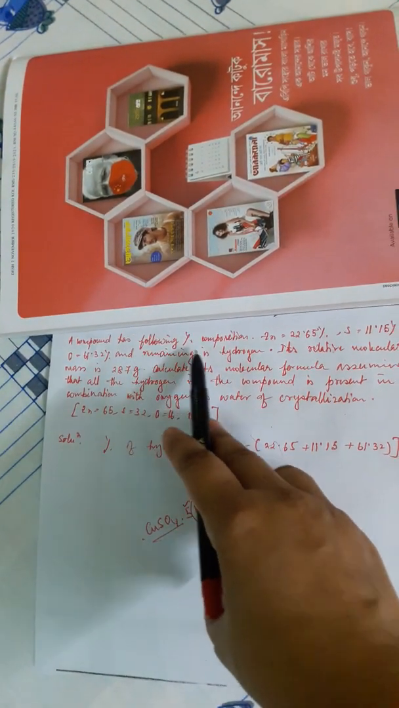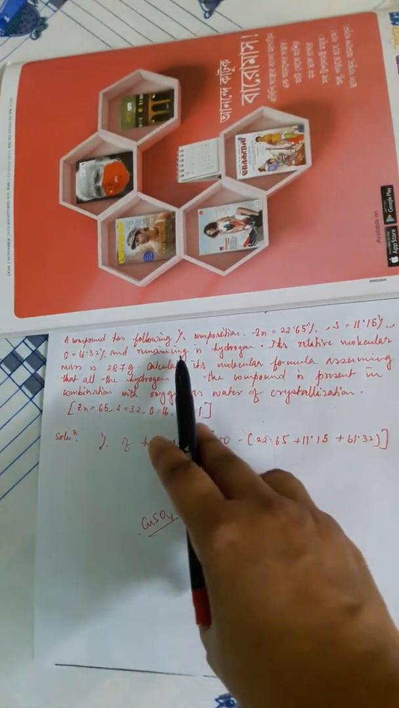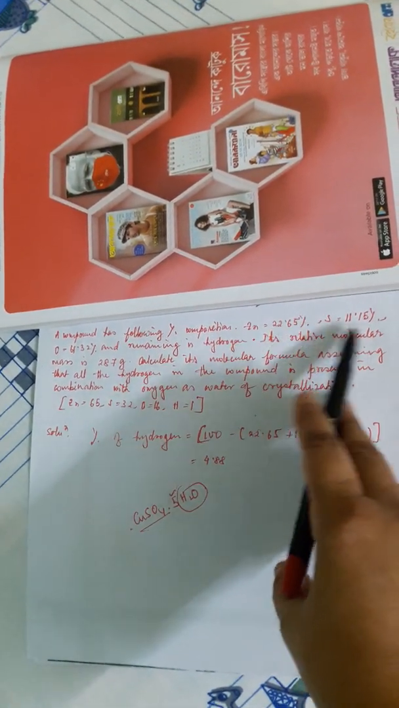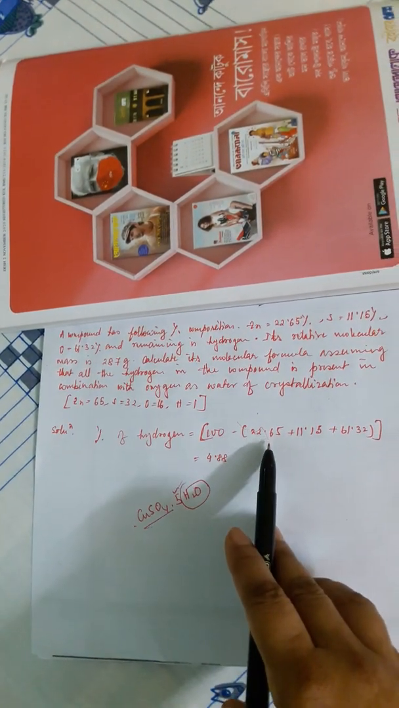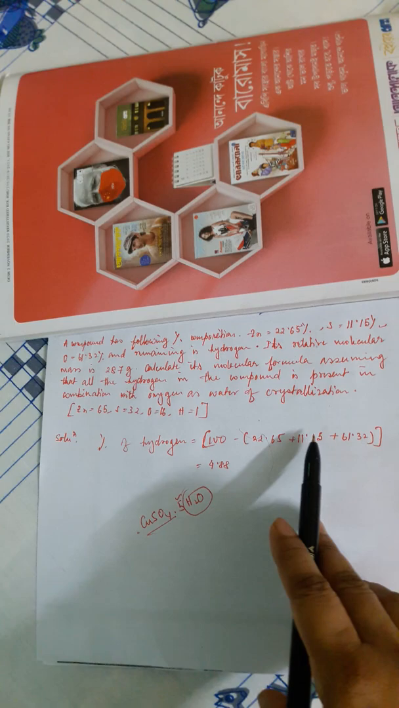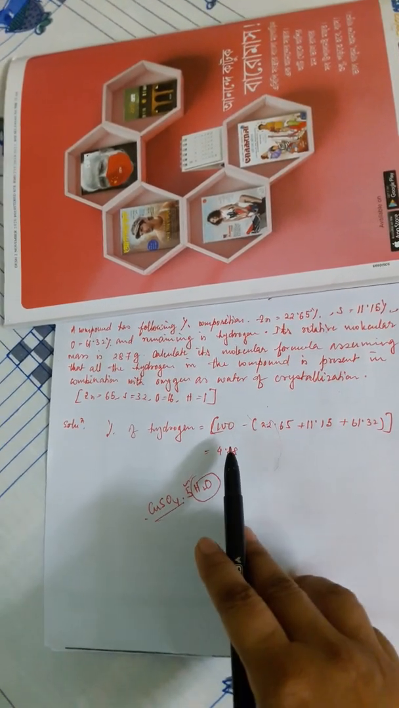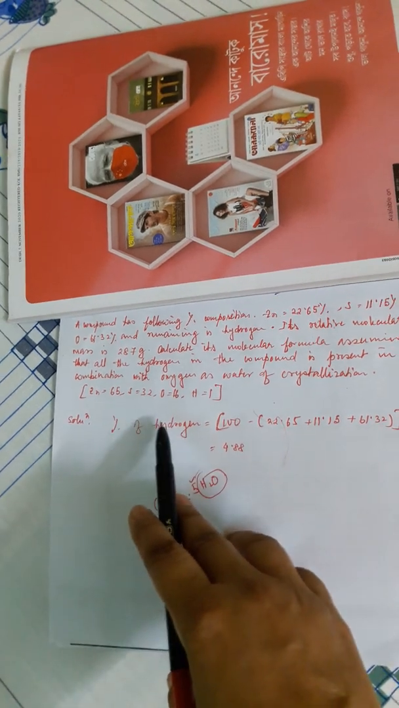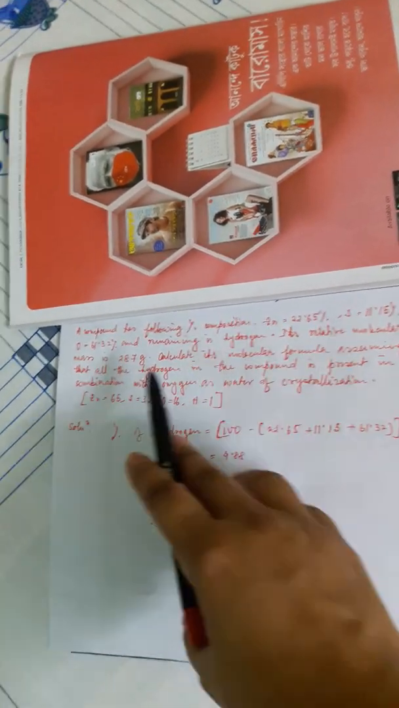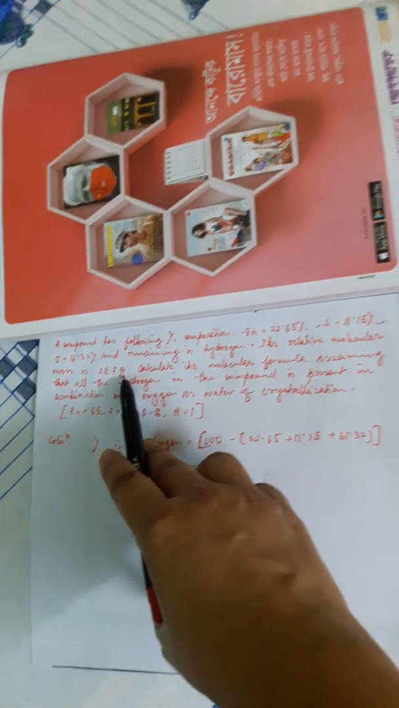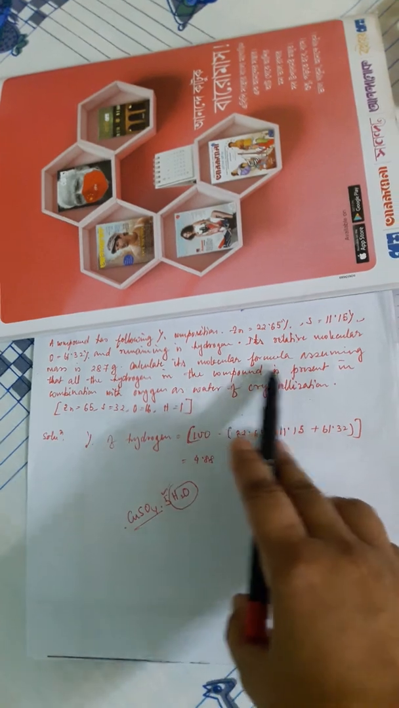Let us start its solution. First, find out the percentage of hydrogen. Total we will consider 100. Out of 100, zinc is this, sulfur this amount and oxygen this amount. So 100 minus the percentage of zinc, sulfur, and oxygen. Solve it: 4.88. This is the percentage of hydrogen. Now, relative molecular mass means gram molecular weight. It is 287. Now what is told here?